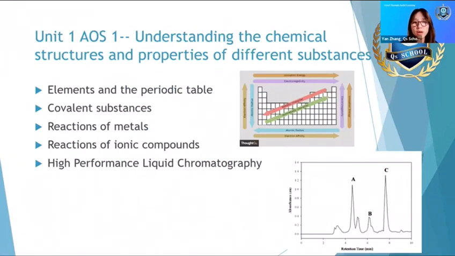So out of Unit 1, Area of Study 1, we are going to do a little bit of overlapping content such as the periodic table and atomic structures, and we are going to look at reactions of metals, including your redox reactions in more detail, and also reactions of ionic compounds. If you feel like you don't have a solid foundation of knowing about these different types of bonding in terms of intramolecular bonding, this is the time that you need to revise on those topics.